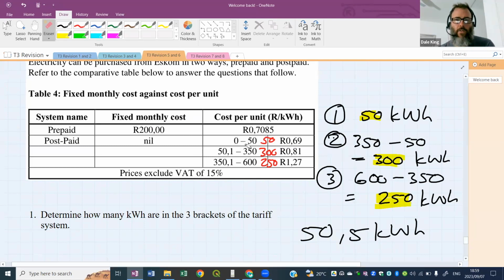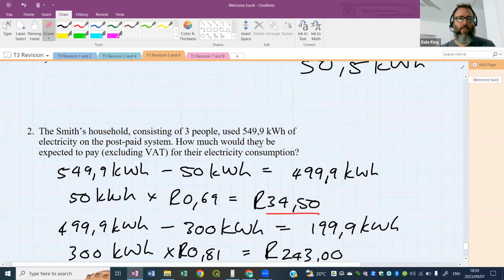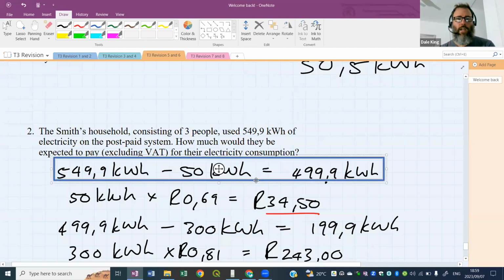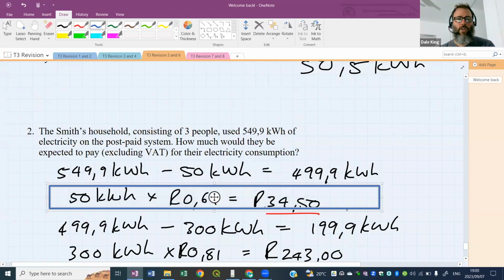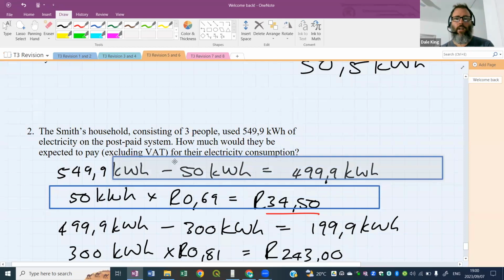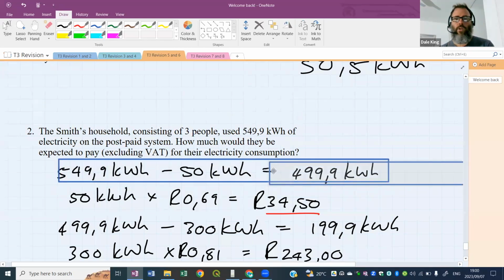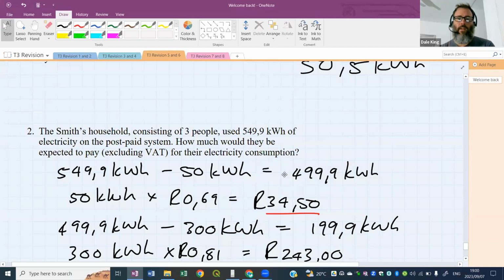So the first 50 kilowatts must be taken off what you used, 549, and charged at 0.69 rands. So that is what we did here. We took 50 kilowatts off, and we charged those 50 kilowatts at 0.69. But still remembering that we have some kilowatts left over in the question. You can see it over there: it's 499 kilowatts. Right here at the end is 499 kilowatts we still have.